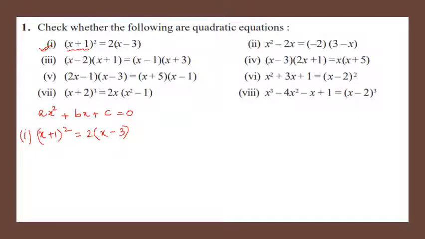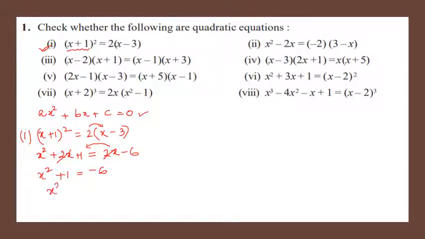So let us take x plus 1 whole square. We'll get a square plus 2ab, that is x square plus 2x, plus b square, which is 1, is equal to, now expand the bracket, 2 into x and 2 into minus 3, that is 2x minus 6. Now let us take all these things to the left hand side, because on the right hand side we need only 0. So we'll write x square. Now you have plus 2x here and 2x on the other side too. When you take this 2x to the other side, it becomes minus 2x. Plus 2x minus 2x will become 0. So we have x square plus 1 equal to minus 6.